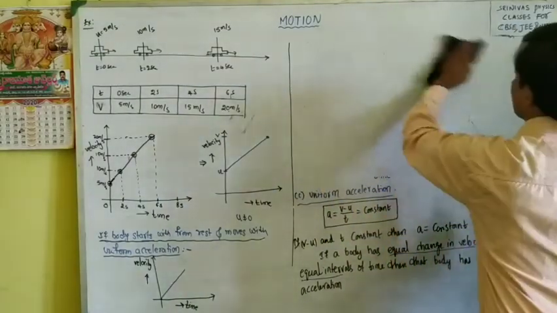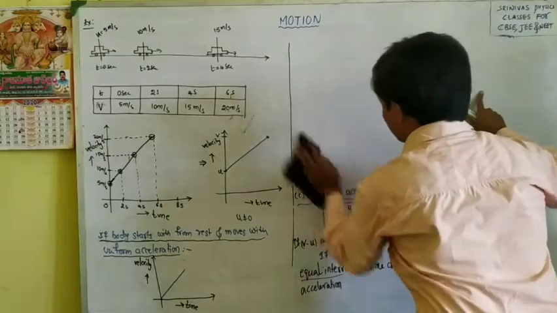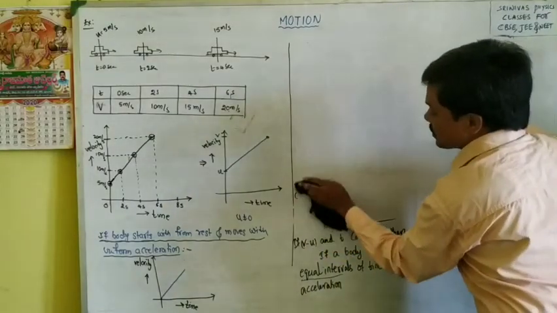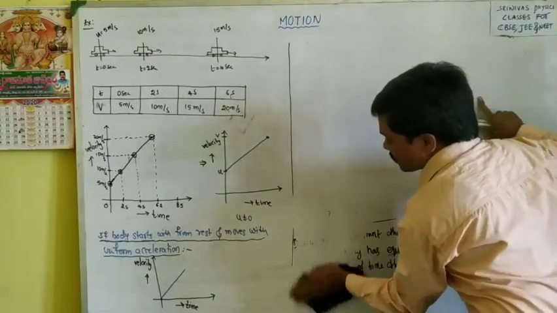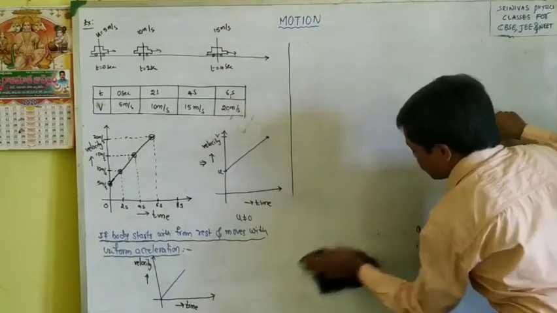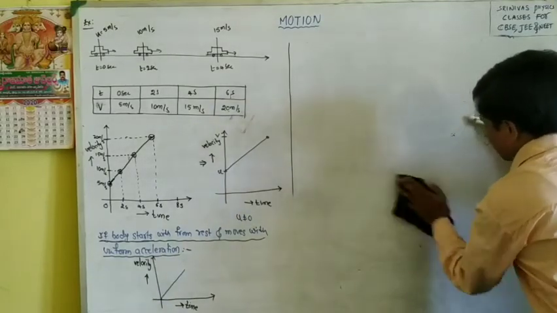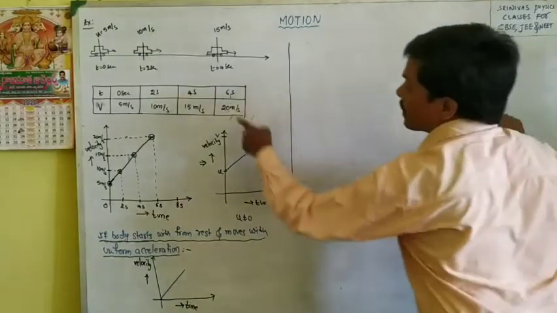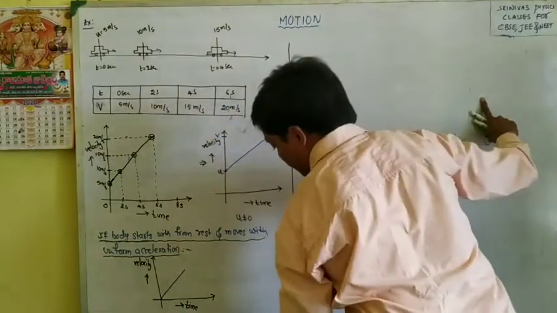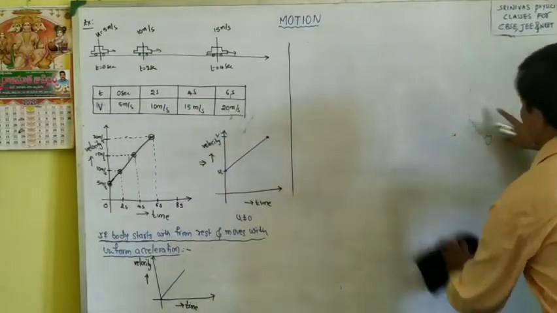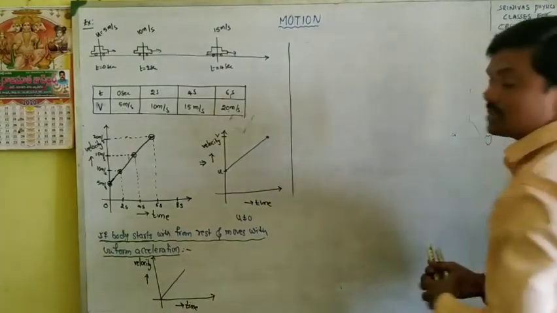Is acceleration positive or negative? In that example, acceleration is positive. Why is the acceleration positive? Because final velocity is more than initial velocity. Look here, final velocity is more than initial velocity. That's why. Okay, what is the significance of these velocity time graphs?